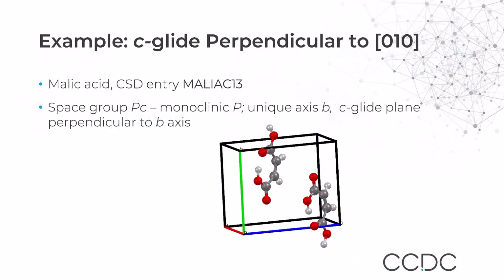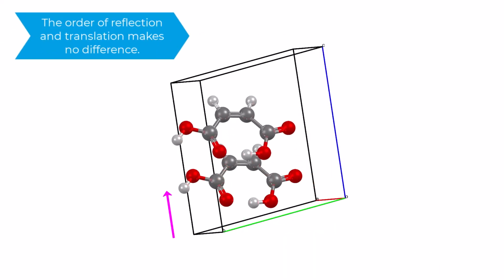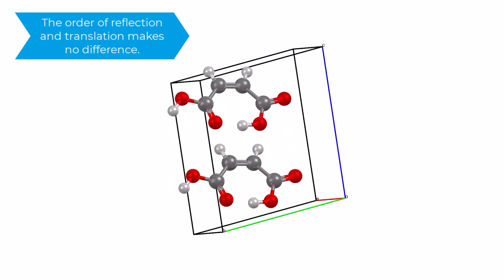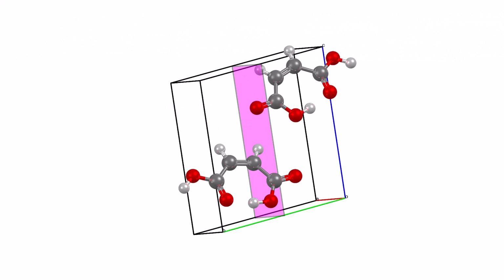Now it's time to see an example. Malic acid, which has CSD refcode MALIAC13, has a monoclinic structure, and the only symmetry in the crystal is a c glide perpendicular to b. What this means is that the molecule is translated by a half c and then reflected in a plane which is parallel to the ac face of the unit cell. In the animation, the plane shown is at y equals a half. It turns out that the symmetry of the crystal requires such planes to be at y equals 0 and y equals a half with respect to the unit cell.